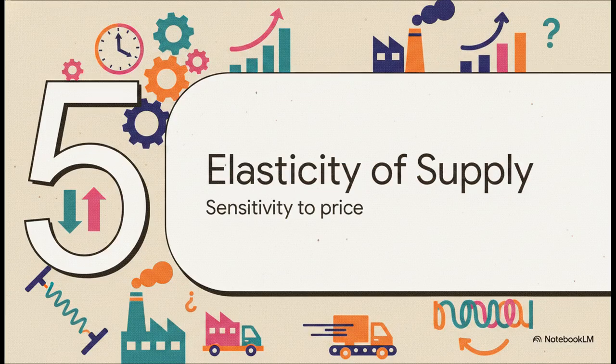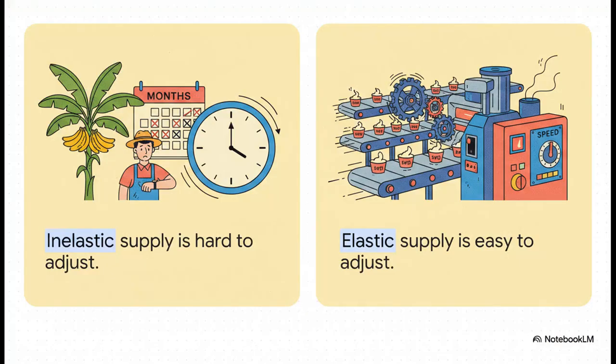All right, for our final piece of the puzzle, Section 5, the elasticity of supply. Let's talk about sensitivity to price. We know producers definitely want to react to price changes, but how fast can they actually pull it off? That's what supply elasticity measures, sensitivity.